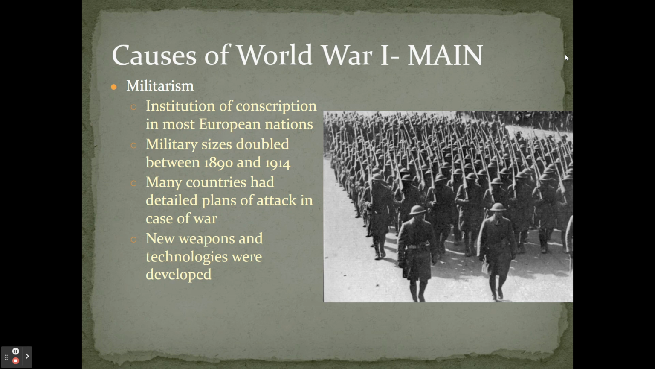So there was a lot of tension in Europe at the time that led people to believe that a war was going to be inevitable, and they were actively preparing for it. And then we're going to learn too about a lot of new weapons and technologies that were developed that helped make World War I the deadliest war that had ever taken place up until this point.